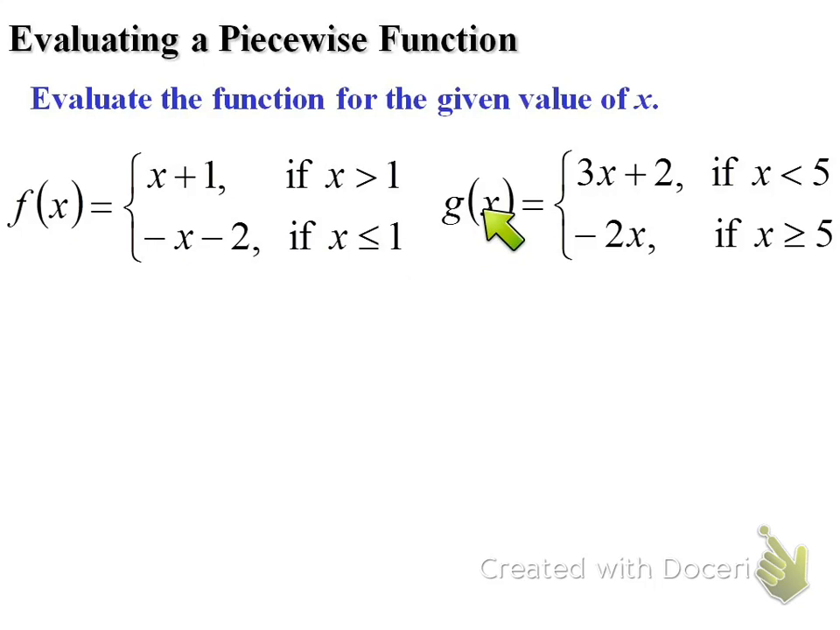If you're talking about g of x, this says x less than 5. So if x is less than 5, you use this equation. If x is greater than or equal to 5, you use this equation. So we're just going to practice evaluating these. The first thing you want to do is figure out which part of your graph it's going to fall into, and then actually evaluate it. Any questions on the setup? Like I said, this is kind of a new concept, so it might take some getting used to.